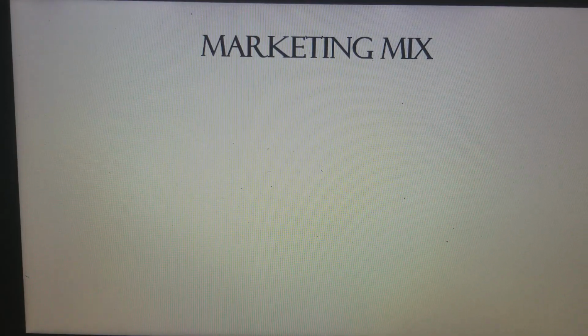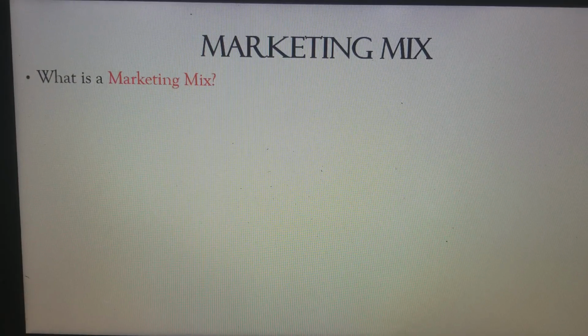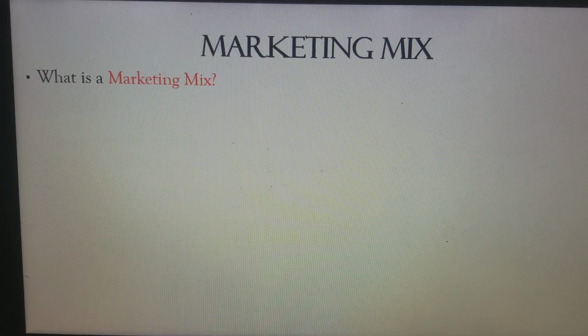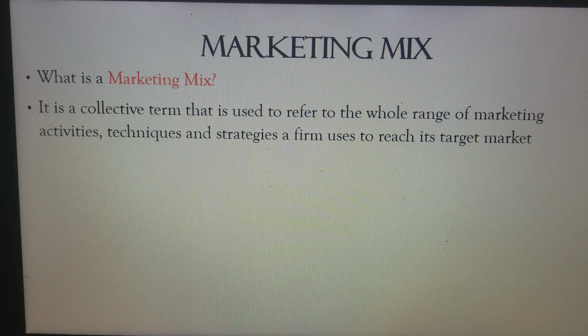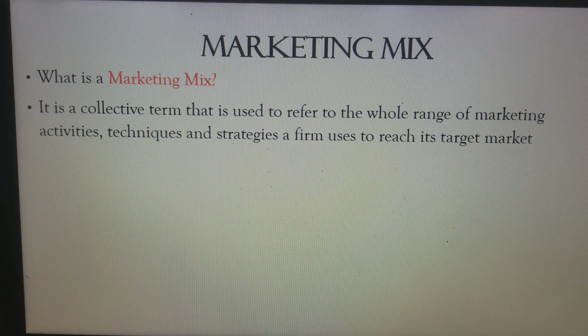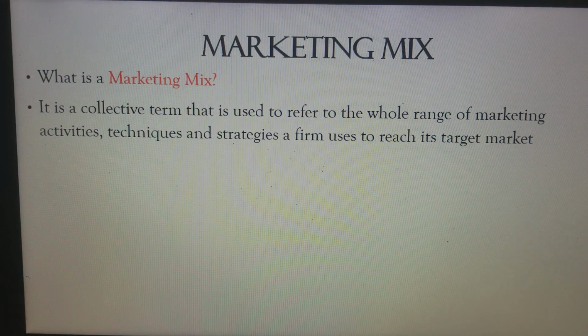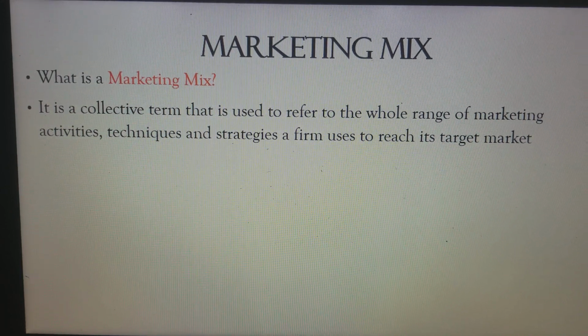Let's look at the marketing mix. What is the marketing mix? What is referred to as the marketing mix? It is a collective term that is used to refer to the whole range of marketing activities, techniques, and strategies a firm uses to reach its target market. All right?